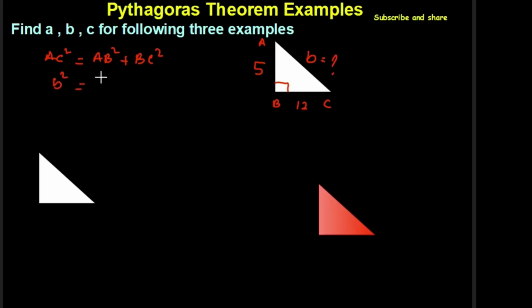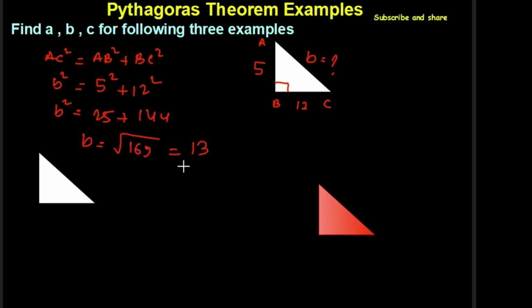So in this case, this is going to be B square, and AB is 5 square and BC is 12 square. So B square is 5 square, which is 25, plus 12 square, which is 144. If I put the square on the other side, it will be a square root. Adding these together gives 169, and the square root of 169 is 13. So 13 centimeter, if the unit is centimeter. This way we can identify the value of the third side.